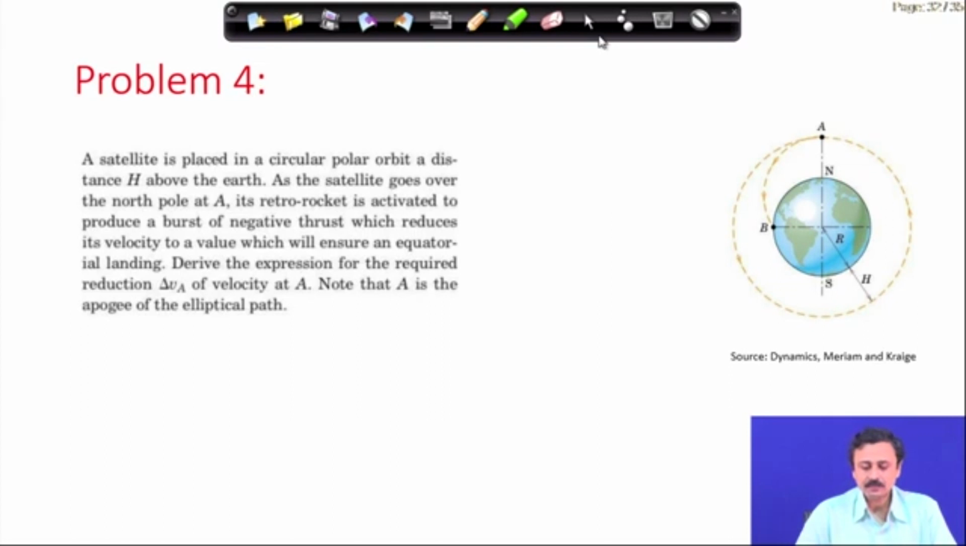Derive the expression for the required reduction delta V A of velocity at A. Note that A is the apogee of the elliptical path. Of course, it has to be apogee, because if this is an elliptical path and it has to land on earth, then its perigee must be inside the earth. It must be less than the radius of the earth. Therefore, A is the apogee.